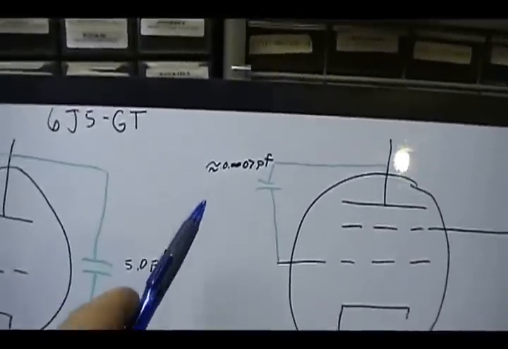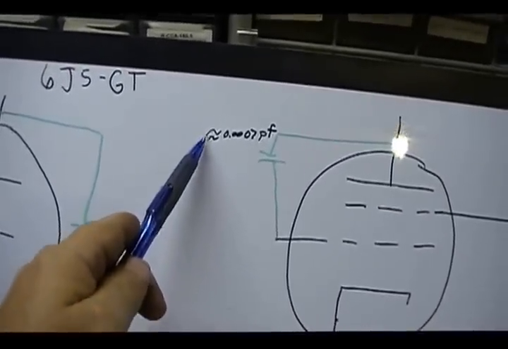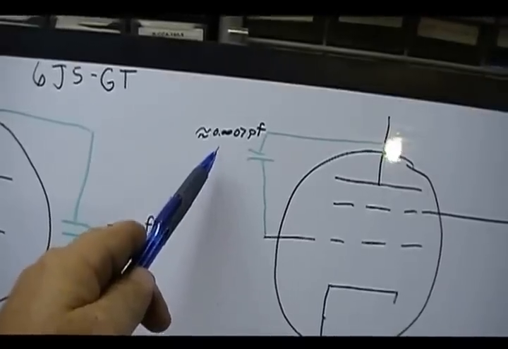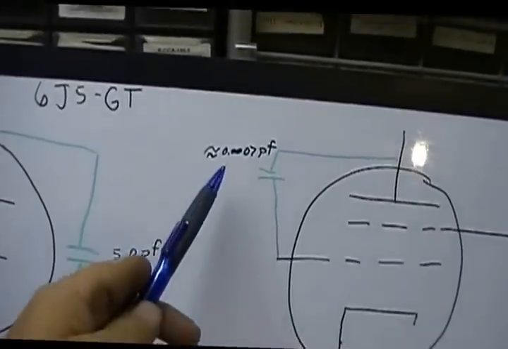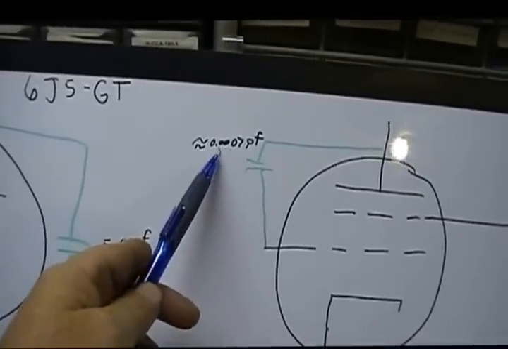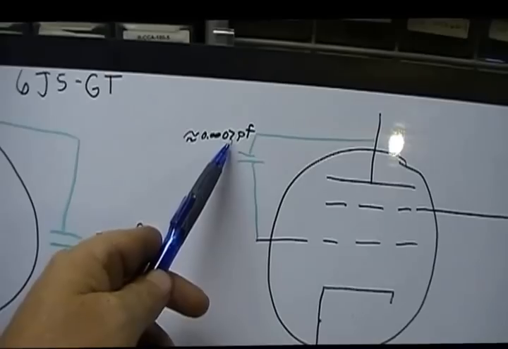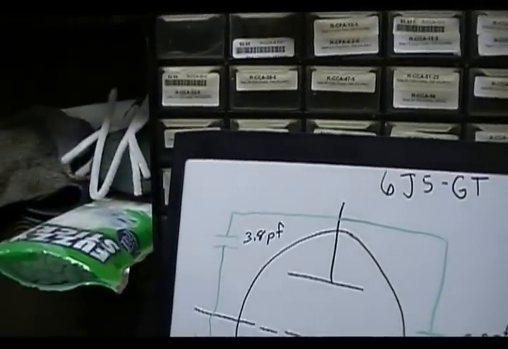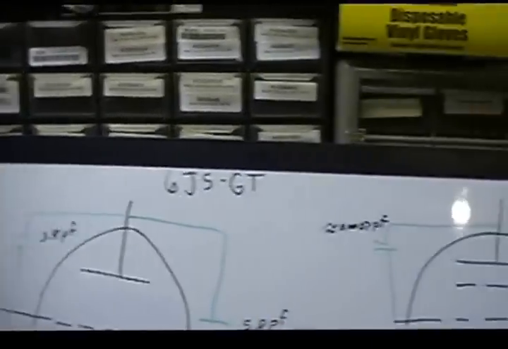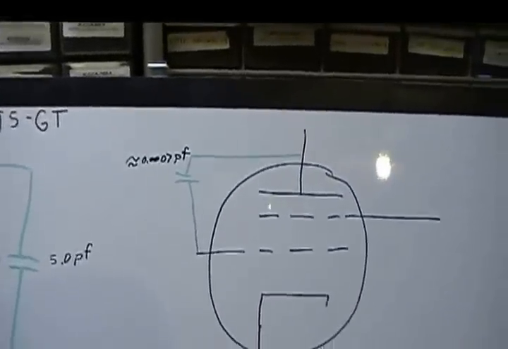And if you happen to notice, what that wiggly line means is approximate. These vary from tube to tube and everything, but it's considerably less. 0.0007 picofarad is kind of an average value as opposed to 3.8. Considerably less capacitance.